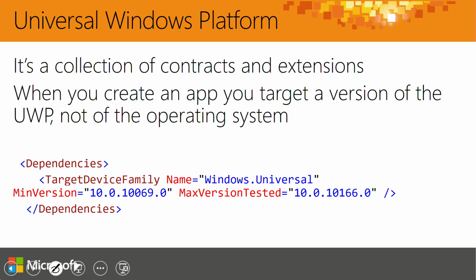So in this particular case, this is a fairly old slide, so it's targeting 10.10069. We're up to bigger numbers than that now. I think the last one we saw was even bigger than 240 now. There's a more recent one than that. But you'll see what happens here is you've got a minimum version number and a max version tested here, but it's just all about the platform.